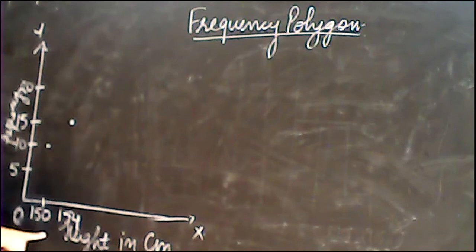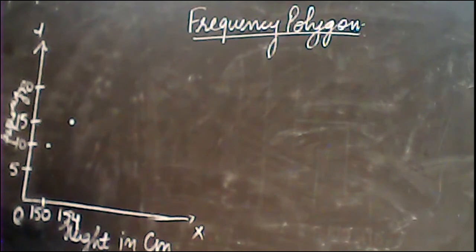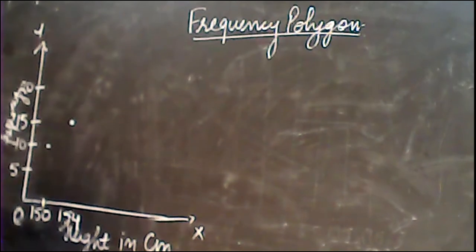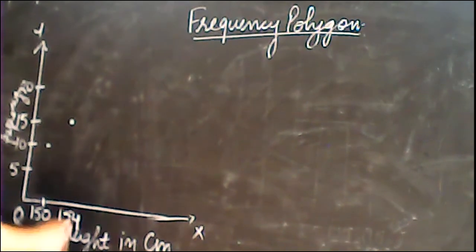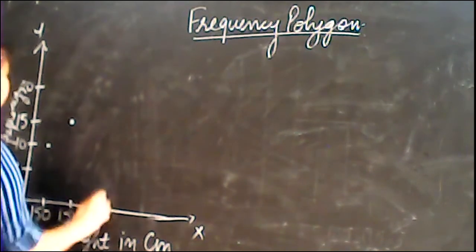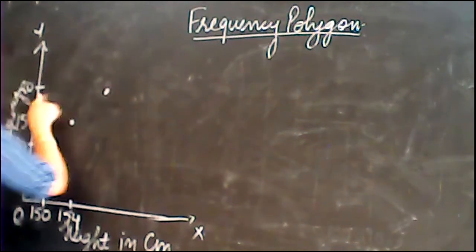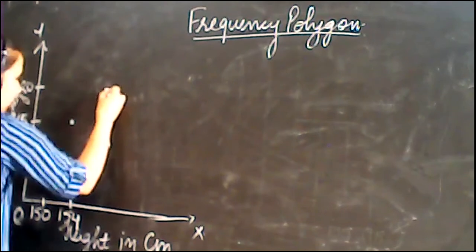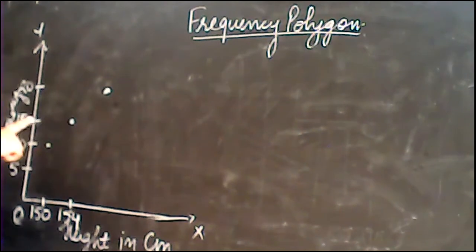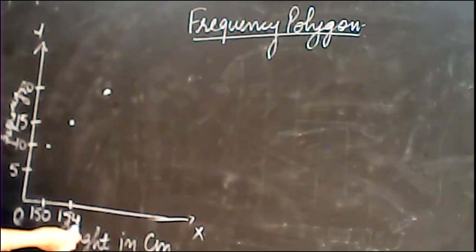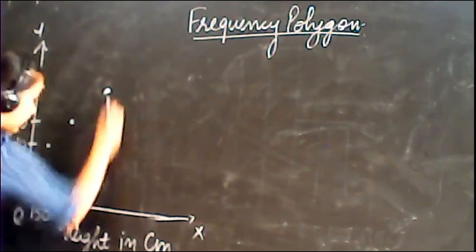Right? The next class interval, 154 to 158, we have done, it's 15. The next one is 158 to 162. So we have 20. So we'll plot a point here at 20. At the end we will join the points, students. I hope it is visible to you all. And we will write here 158.